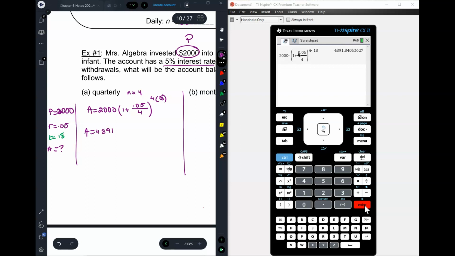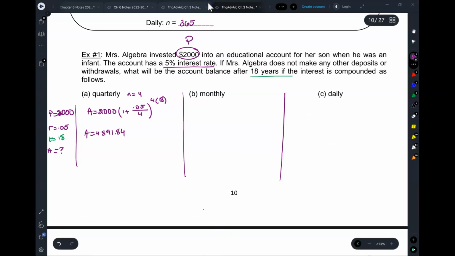$4,891.84. So rounding is super important here. This is money, so you have to round it to dollars and cents, 2 decimal places. Round it correctly, please. So if it's 0.84, it's 0.84. If it's 0.85, it's 0.85. We can't make a mistake. Imagine if your bank was off by a penny for every single one of their customers for like 20 years. It would be millions of dollars towards the end. So no mistakes.